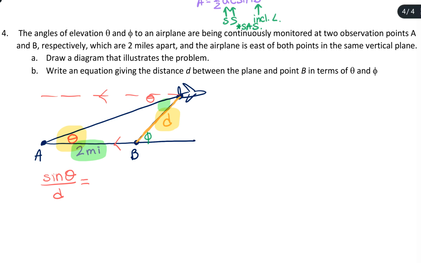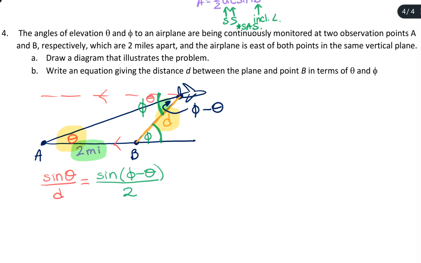Because if lines are parallel, alternate interior angles are congruent. Similarly, I know that this angle here, phi, is congruent to this big angle right there. By the same reason, if lines are parallel, then alternate interior angles are congruent. So that is phi, that whole big angle, which means that the angle that I want inside here is going to be, let me try to squeeze that little arrow in there, phi minus theta. And then I can use that along with the 2 miles, and I can say the sine of the quantity phi minus theta over 2.